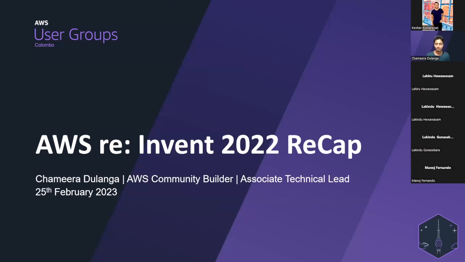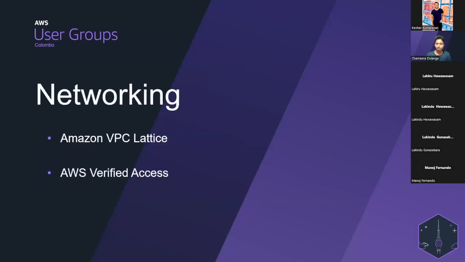Hi guys, I'm Jamir, an AWS Community Builder working as an associate tech lead at 99x. Today I will be quickly going through some of the latest announcements at AWS re:Invent 2022 regarding DevOps and networking. With the time we have, I will give you a quick overview of 4 services I chose. First, in networking, Amazon VPC Lattice and AWS Verified Access are 2 of the most interesting announcements we had last year.